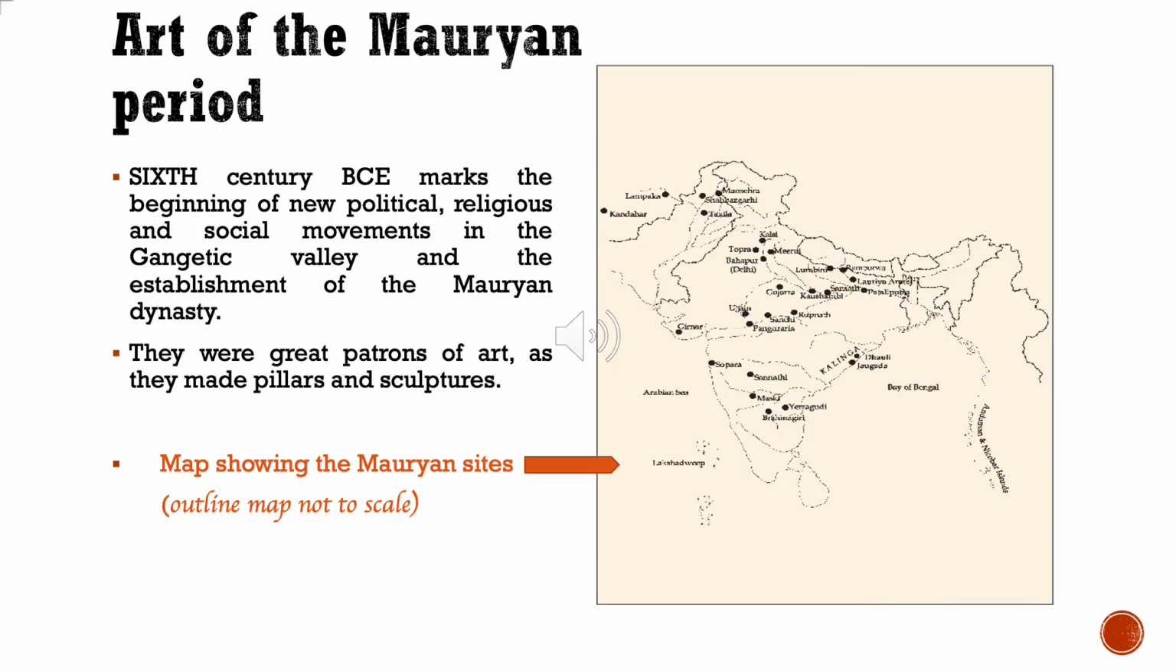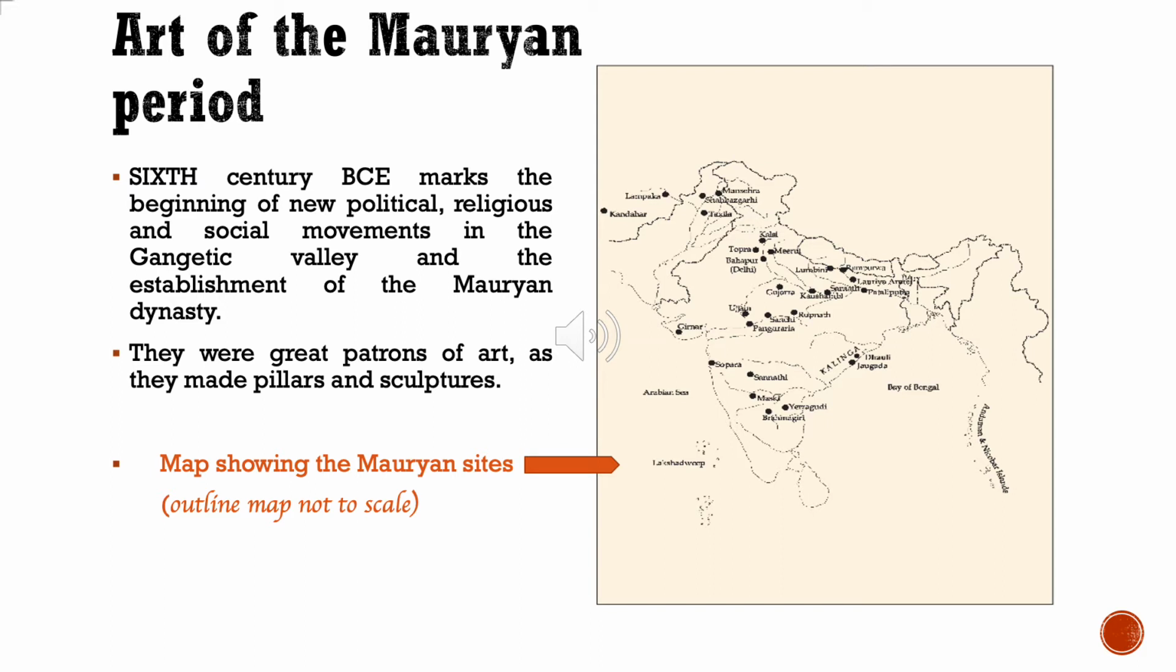After the Indus period, there is a hiatus in the history of the Indian subcontinent. That period has been called the Vedic period, in which not much excavated remains have been found. And after that, the Mauryan period, and we shall discuss the art of the Mauryan period in this slide.